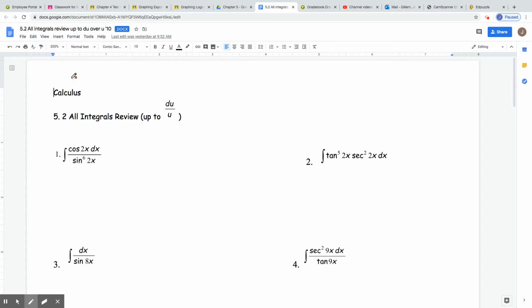So for non-trig problems, anytime we have some quantity raised to some power, you can make u whatever's on the inside. If we have something underneath a radical, you can make that big thing u. And we also now have, if we have a fraction, you can make u whatever is in the denominator. If we have a trig problem, and it's just one trig function, you make u whatever comes right after it.